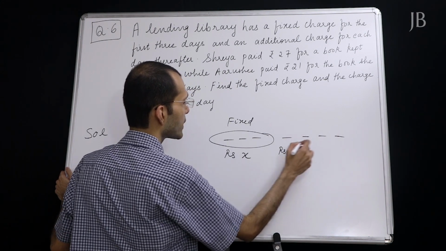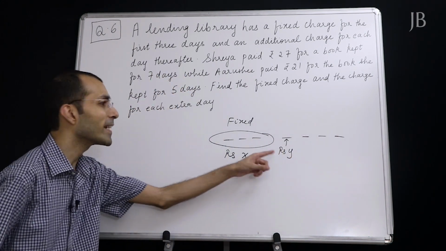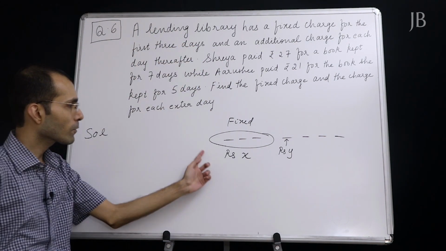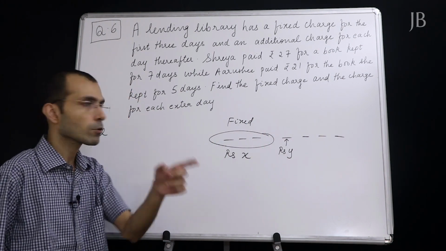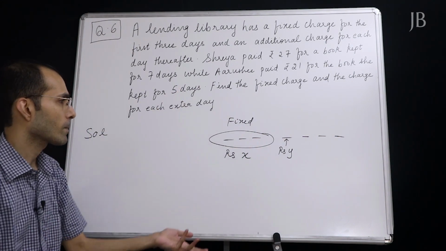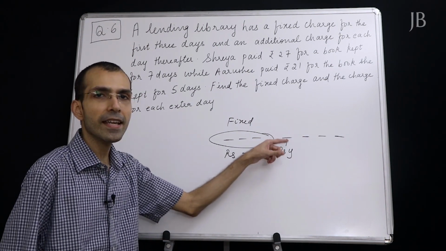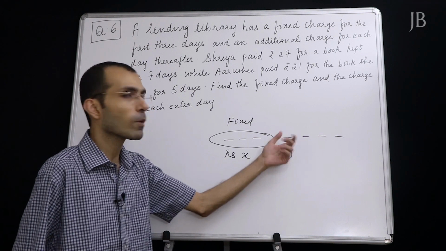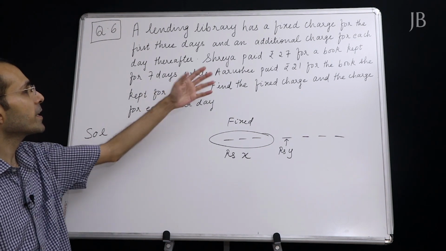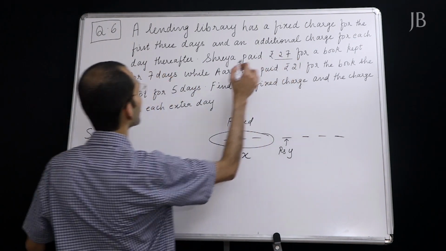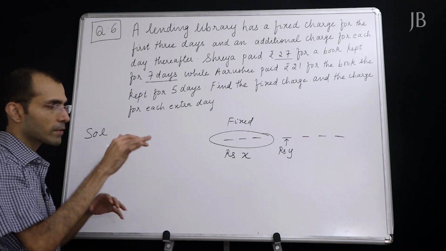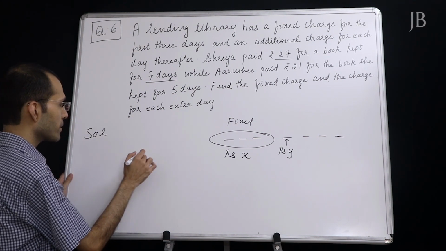Rupees Y. This is not for the full thing. This is per day, because they said an additional charge for each day thereafter. So for 3 days there is a fixed charge. So we can't take X, X and X. For these 3 days, there is a fixed charge of X rupees, which we do not know. And for every one single day thereafter, it is rupees Y per day. Now in this pattern, what has happened? Shreya has paid 27 rupees for a book which she has kept for 7 days. That means Shreya's cost will be calculated as follows. X rupees she will pay.